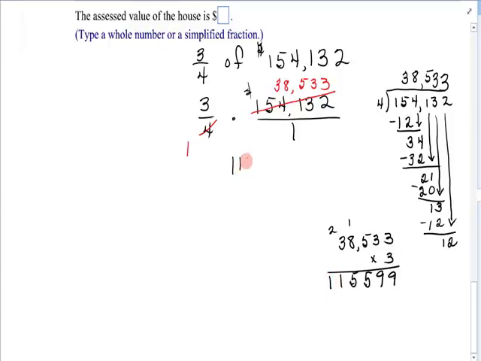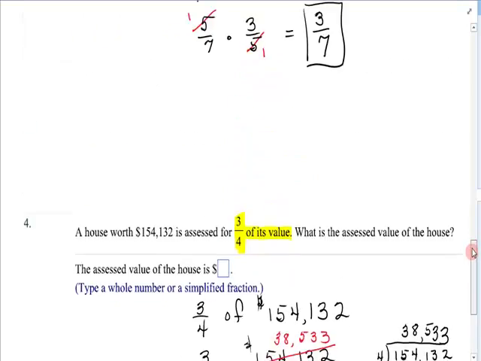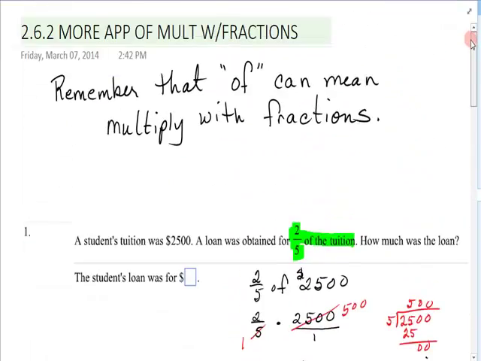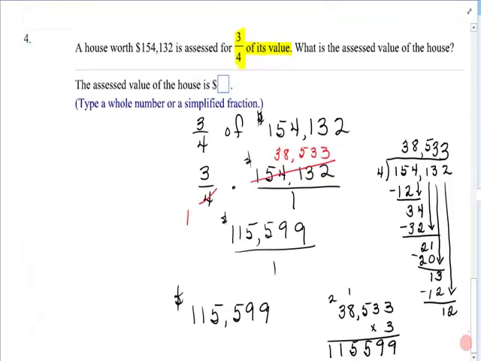I'm getting 115,599. That's money, and it's over 1. I don't write it over 1. My final answer is 115,599. And you don't have to worry about the dollar sign. It's part of the answer box. So with your word problems, watch out for the concept of "of." A fraction of something means a fraction times.